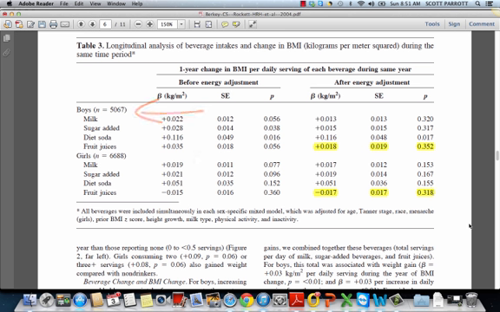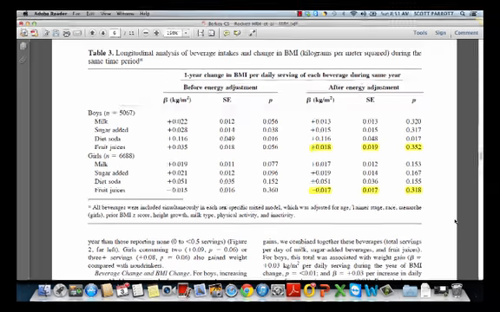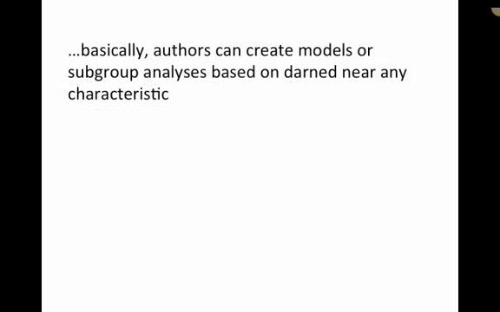But don't be led astray. In this case, we've only got one group, that is to say, the continuous measure of our independent variable. The authors happen to model differently for sex, but that's not our group or our study arms. Basically, authors can create models or subgroup analyses based on darn near any kind of characteristic you want.